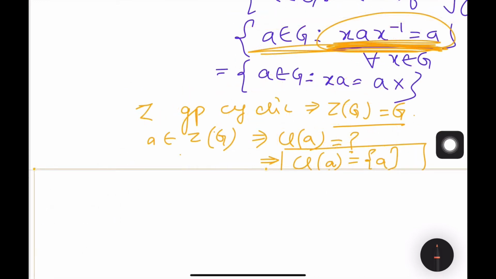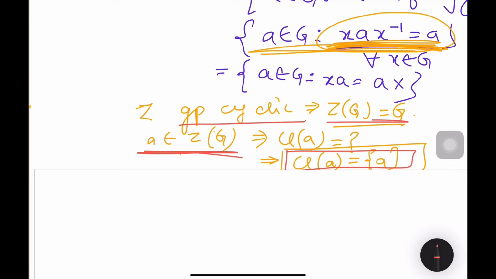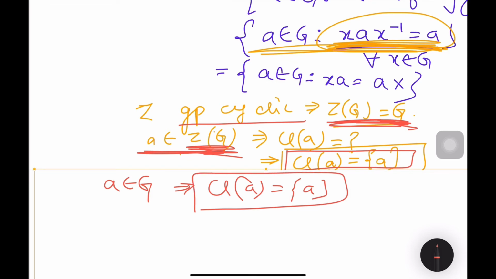So what we got from here is that a belongs to ZG. Also, I said that group cyclic implies ZG is equal to G, right? So we can see that for all a belonging to G, because ZG is equal to G, the class of a, every element has its own conjugate only. That is, for every element, the class of a is equal to a singleton only.